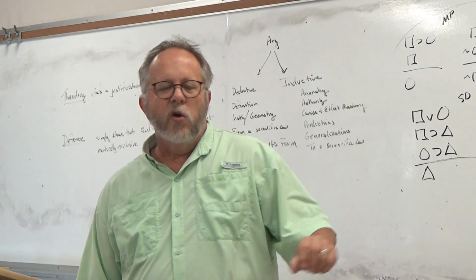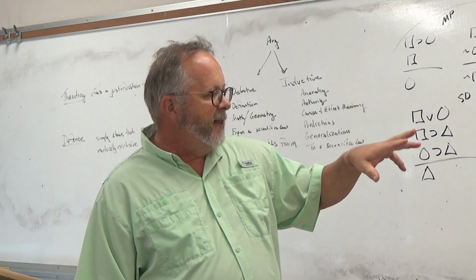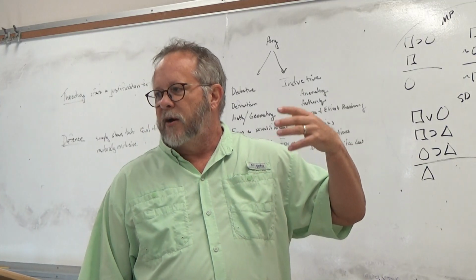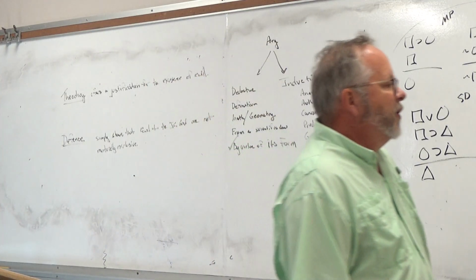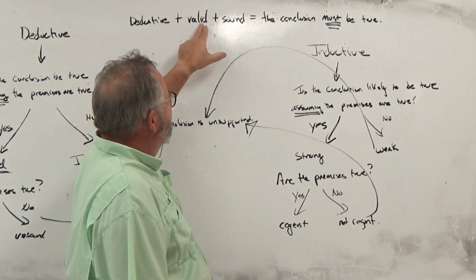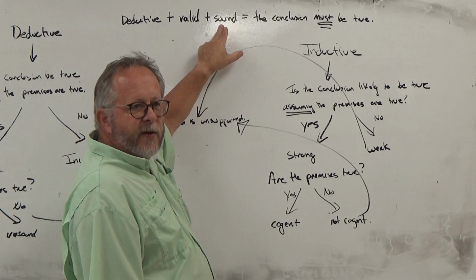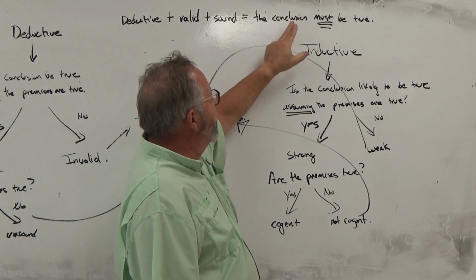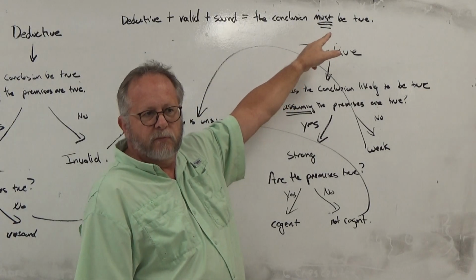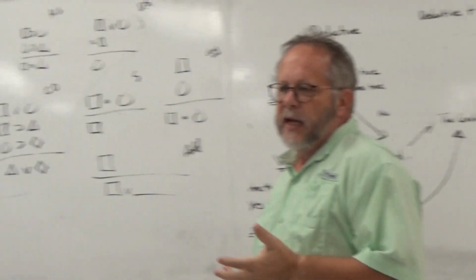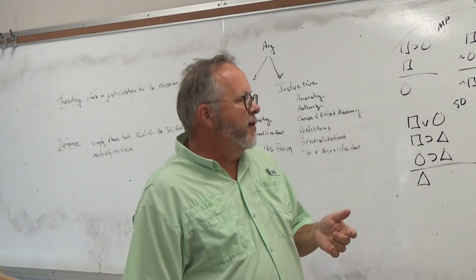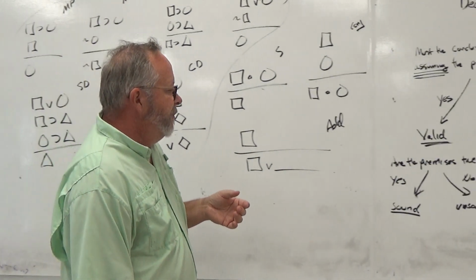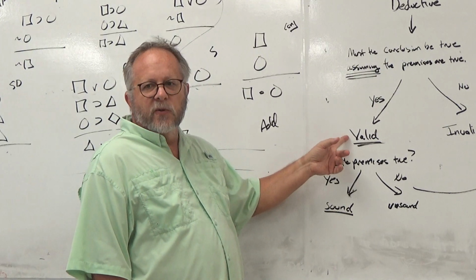Everybody understand that? All we're doing by pointing out that something is invalid or unsound is that the argument doesn't prove what it's supposed to prove. Okay. So, what's the very best kind of argument you could have? One that's deductive and valid and sound. And what follows, if all those things are true, the conclusion must be true. Everybody got that? So the very best kind of argument you can make is one that's deductive, valid, and what? Sound.